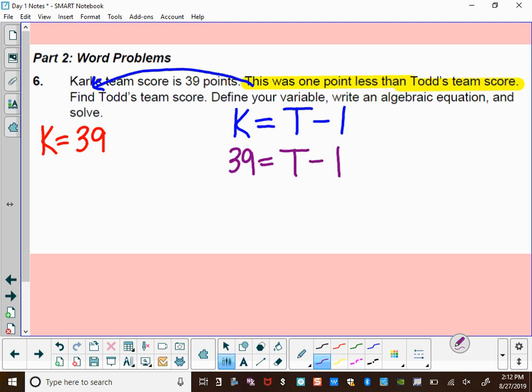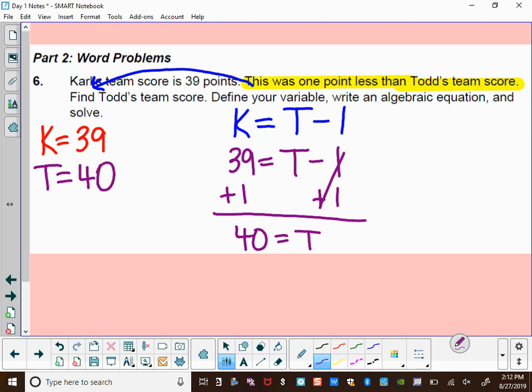What was Todd's team score? 30. Remember, Carl's team scored 1 point less than Todd's, so it'll be 40. Yep. So now we know that Carl's score was 39, Todd's score was 40. And it makes sense because Carl was 1 point less.